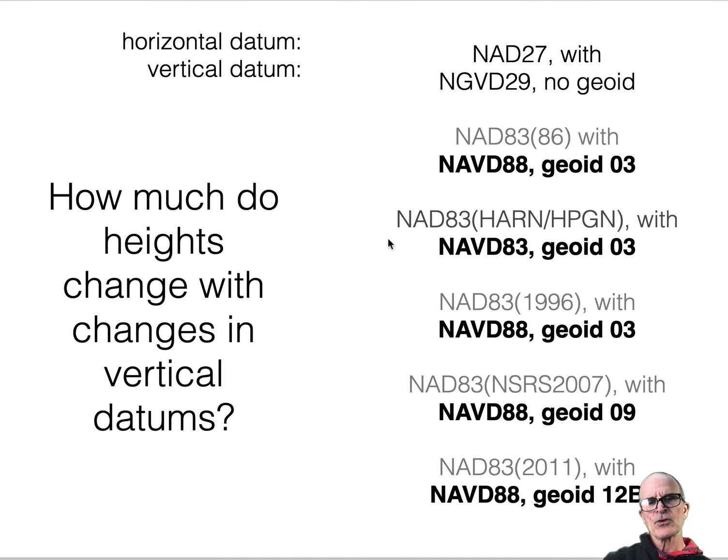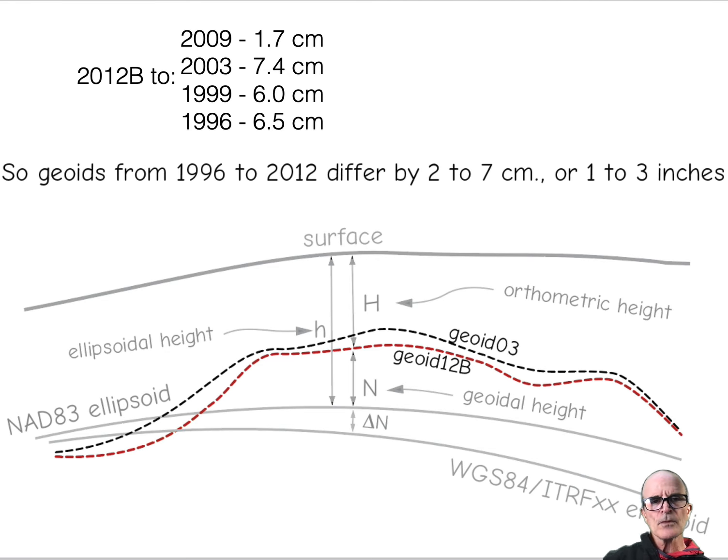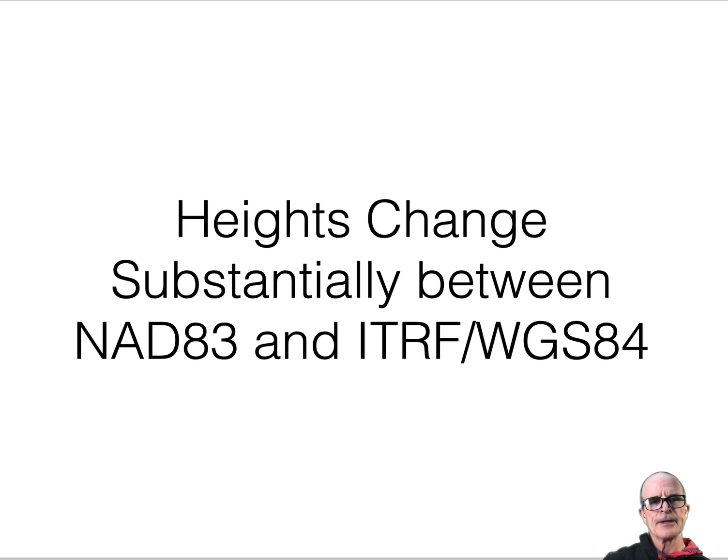Again, how much the heights change with vertical datums. Right, so they change here by tens of centimeters down to a few centimeters. So if we have the latest versions of the geoids, they don't vary much. Right, so from 2 to 7 centimeters from 1996 to 2012, or 1 to 3 inches. So the geoid shifts. But for most measurements, unless you're really building water structures, that height is not that great a shift between the various datums, right?